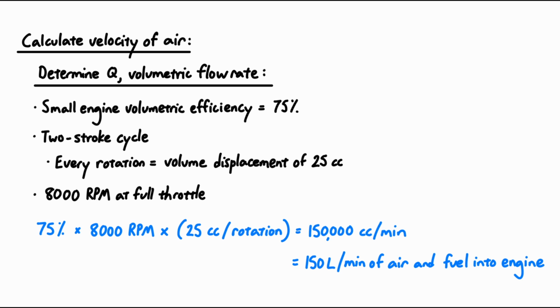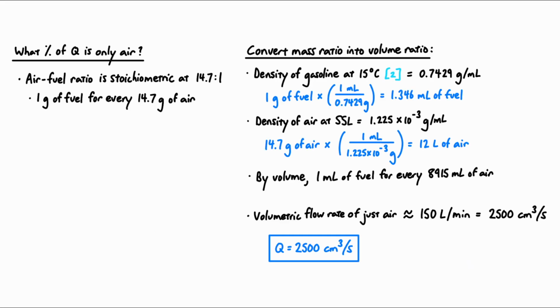With our calculations, we can determine that 150 liters of air and fuel enter the engine every minute. Let's determine how much air is part of the air-fuel mixture. For our engine, we'll assume that the air-fuel ratio is stoichiometric at 14.7 to 1, which represents 1 gram of fuel for every 14.7 grams of air. This ratio is by mass, so we have to convert this into volume.